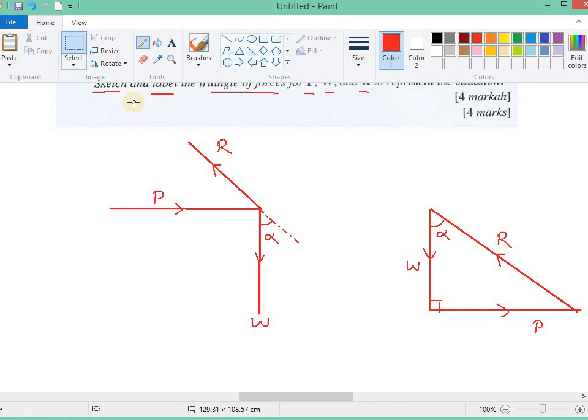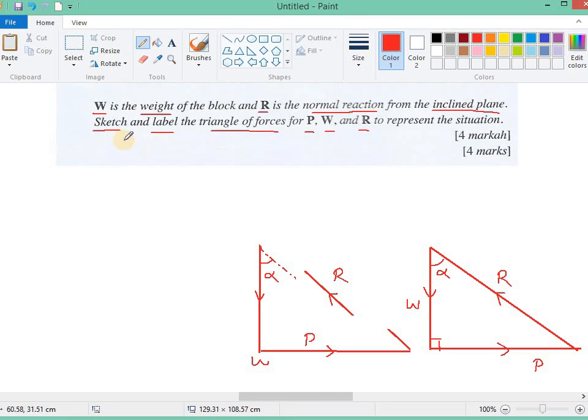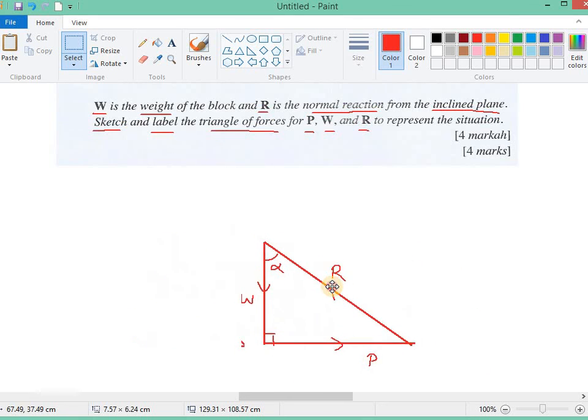That means basically it is like this. This P I move here, and then this R, I move here, like that. Understand? I put the R here. Understand what is going on? R is here. So I get a triangle like that. So this is a triangle of forces that we want. Sketch and label the triangle of forces to represent the situation. So done. So this is the answer.